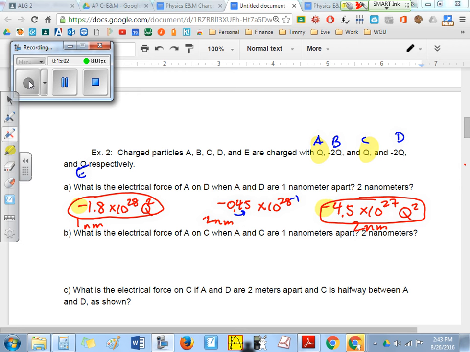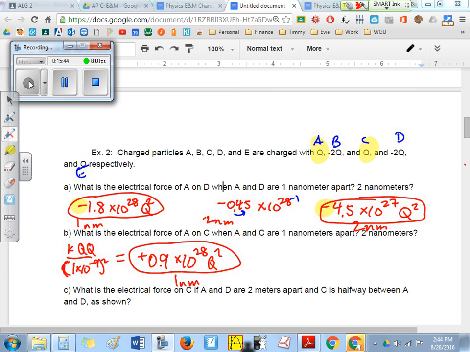Now, do we have to recalculate everything? What do you think? This time we're going to have K, Q, Q over 1 nanometer squared. Well, this is the same calculation we did back in part A, except the top used to say K, Q, 2Q. So we're missing a factor of 2 on top. I don't think we need to retype this, do we? It's going to be positive this time. And we don't have a factor of 2 on top like we did before. So it's only going to be 0.9 times 10 to the 28th Q squared. That's the 1 nanometer case.